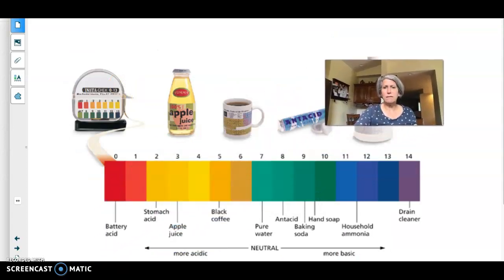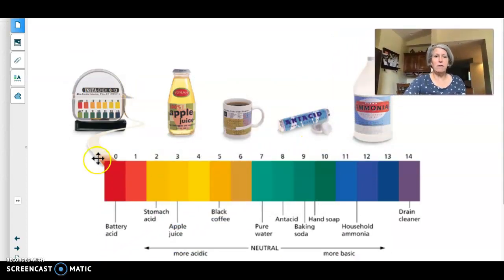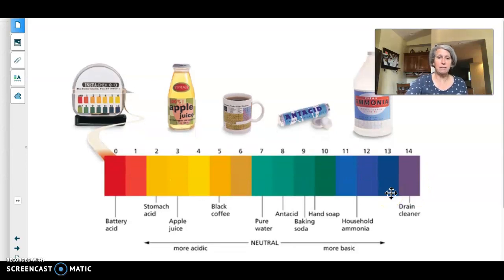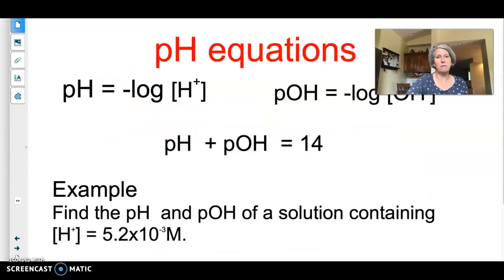You guys have seen pictures like this, where we can measure things with what we call pH paper, and depending on the color, we can determine the pH. Things like stomach acid, apple juice, and black coffee are more in the acidic range, whereas hand soap, household ammonia, and drain cleaners are more in the basic range of solutions. All of our solutions in everyday life have a certain pH, so it's very common that people will test the pH of a solution.